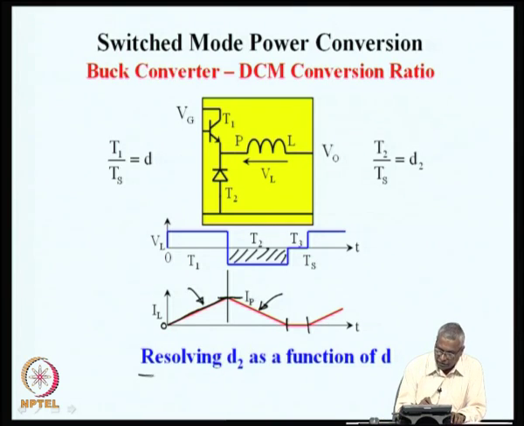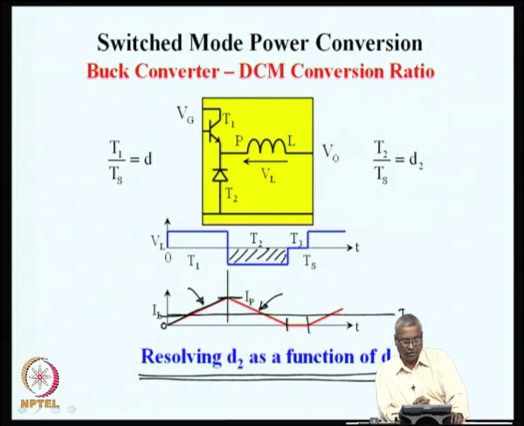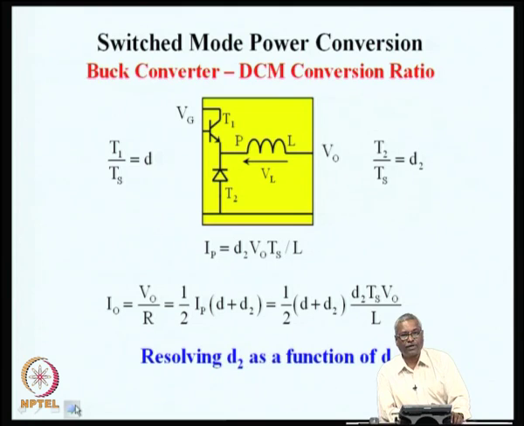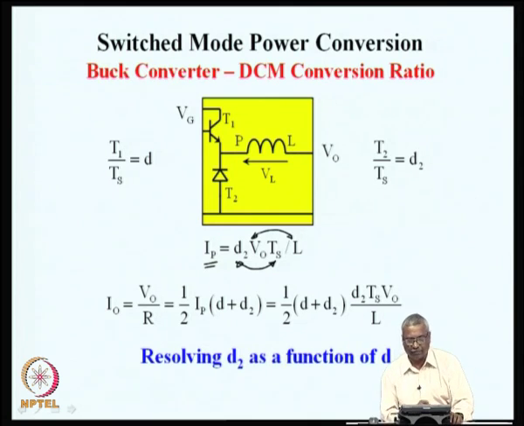So, it is possible to resolve this D2 as a function of D by realizing that the net DC current flowing out of the inductor is the output load current. The inductor current is shown here in this red waveform. The average value of that is same as the output current, and if we relate this, it is possible for us to find out what is D2 in terms of D. For example, the peak current is decided by the off interval D2 Ts multiplied by the di by dt during the off interval, that is D2 Ts into V0 by L. This tells us what is the peak current reached in the first interval.